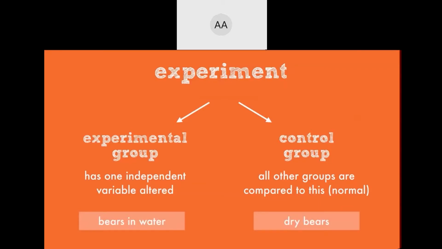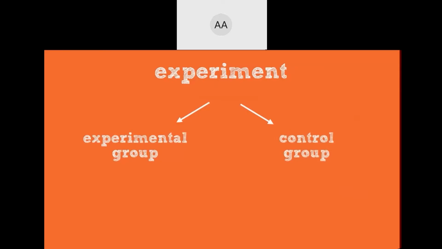So to summarize, an experiment should have an experimental group and a control group. The experimental group will have an independent variable and a dependent variable, and the data that is measured and collected can be qualitative, quantitative, or both.